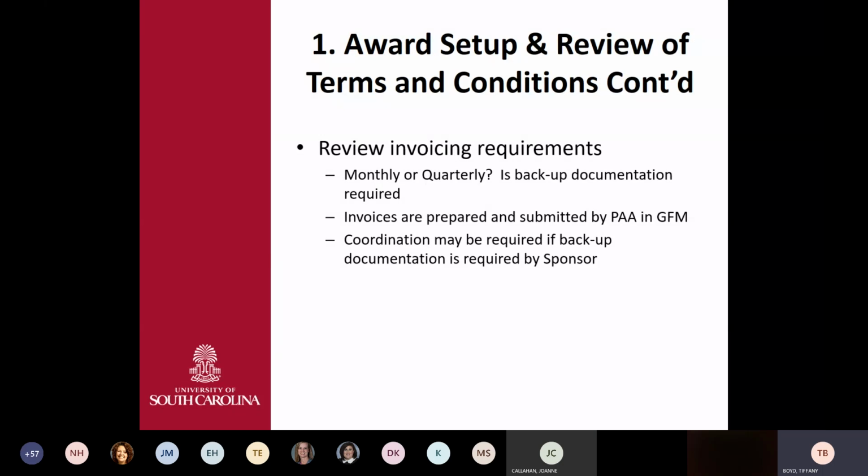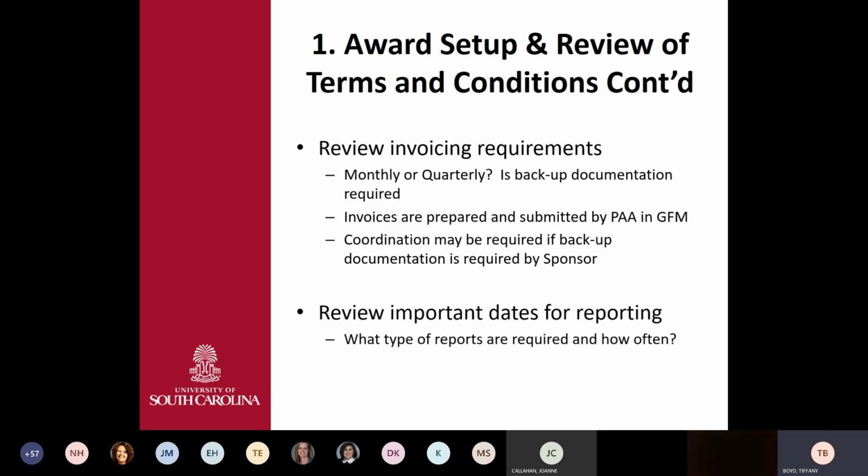The next thing you want to make sure you pay attention to when you're reviewing the terms and conditions of your award is know what your invoicing requirements are. Is it monthly or quarterly? And is there backup documentation required? Invoices are prepared by the PAA in GFM. However, if there is backup documentation required, there's going to be a lot of coordination between that PAA in GFM and that business administrator within the department in order to be able to make that happen and to make sure that we're meeting whatever deadlines the sponsor may have.